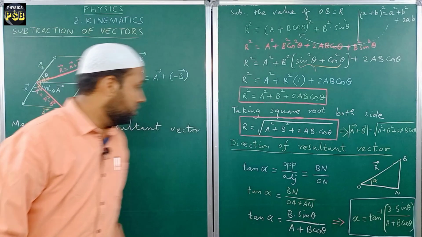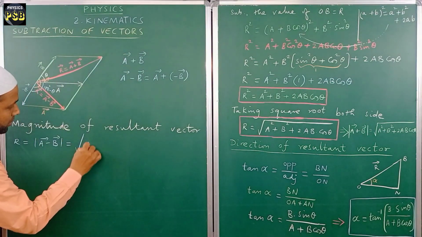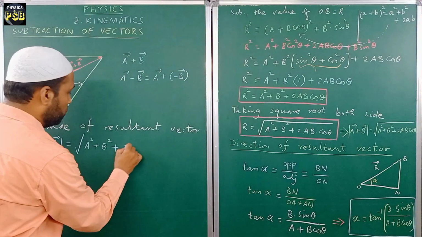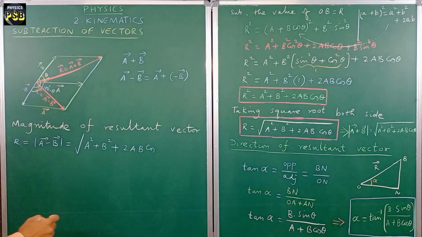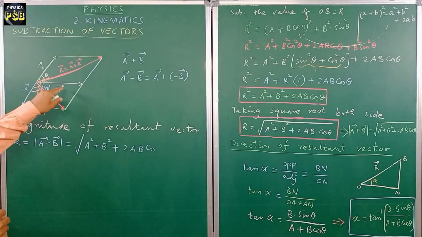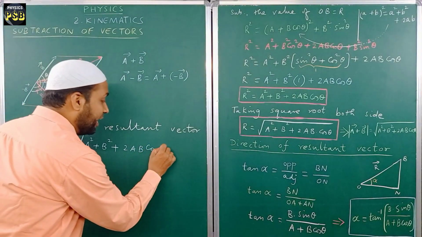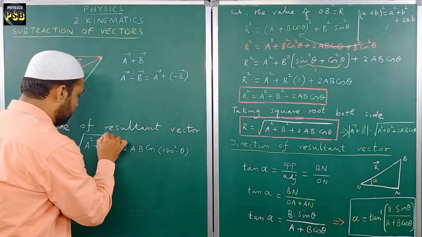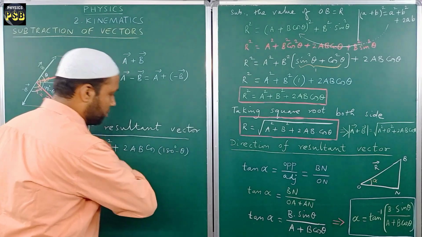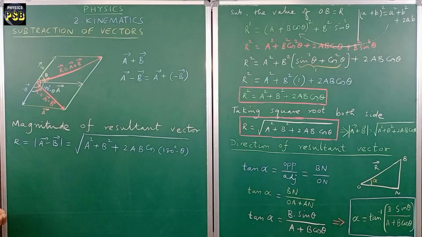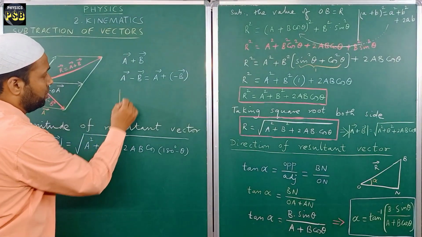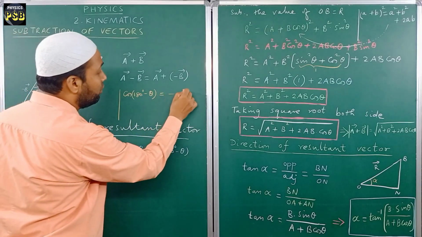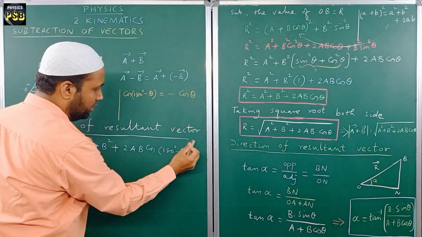So, from this expression, the root of A square plus B square plus 2AB cos of the angle between A and minus B vector. What is the angle between A vector and minus B vector? It is nothing but 180 degree minus theta. This is the angle from the diagram. Okay. Now, just cover this part. Clear? Now, you know, cos of 180 minus theta is nothing but minus of cos theta. This I am going to use here.